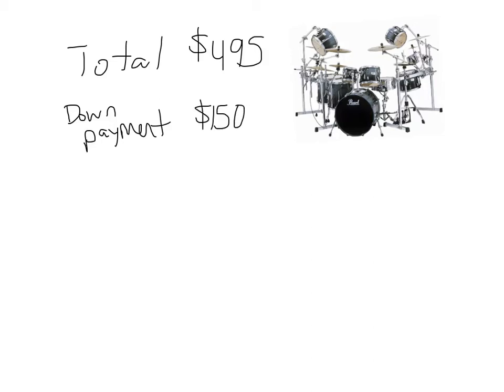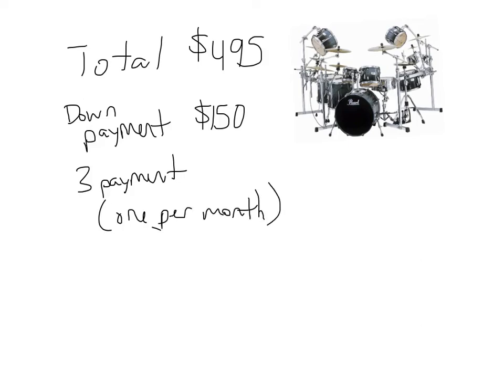All right, so the total is $495. You make a down payment of $150. Okay, and then what you're going to do is pay the rest off in 3 payments, one per month.